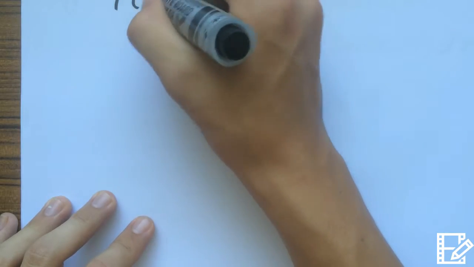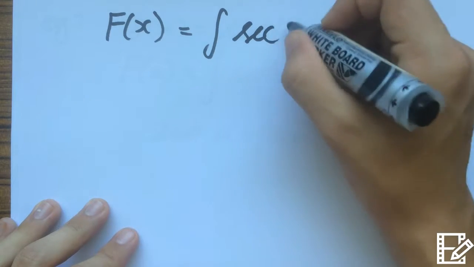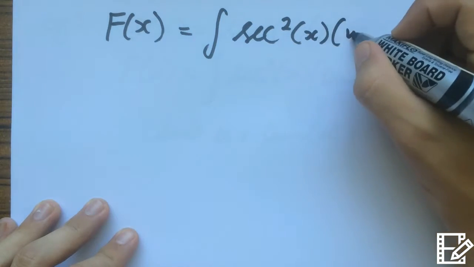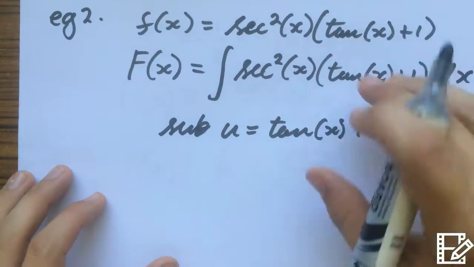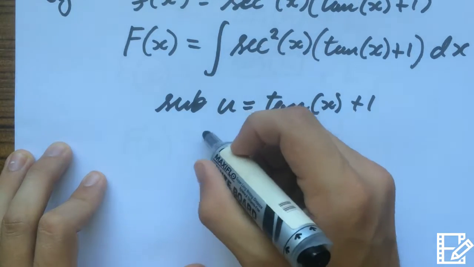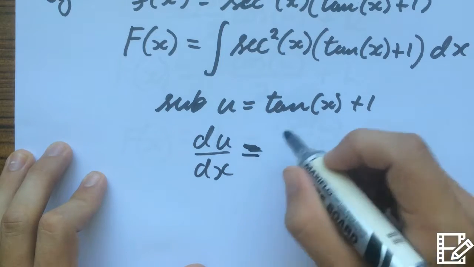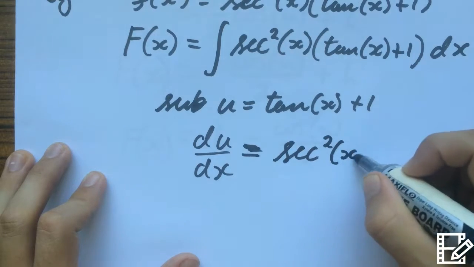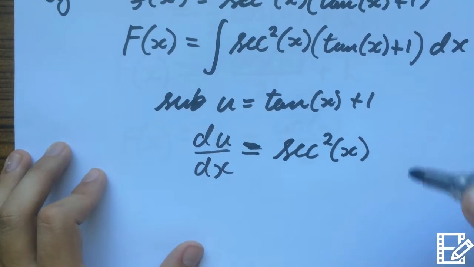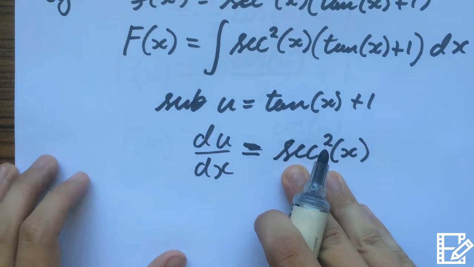That means the new function will look like Fx equals the integral of sec squared x multiplied by u dx. So back to the u. We're going to need to find the derivative of this, the derivative of u with respect to x. Now, the derivative of tan x is sec squared of x, and the derivative of 1 is 0, so we'll leave off the plus 0. And we just are left with sec squared x.